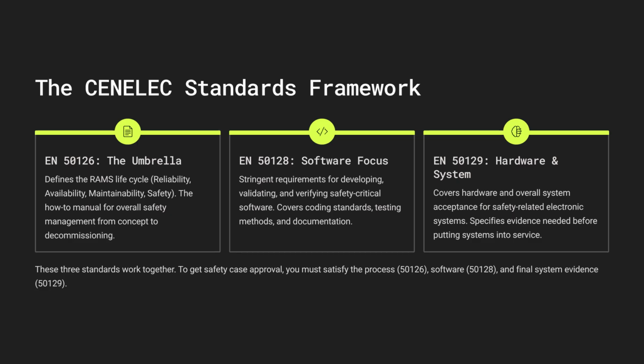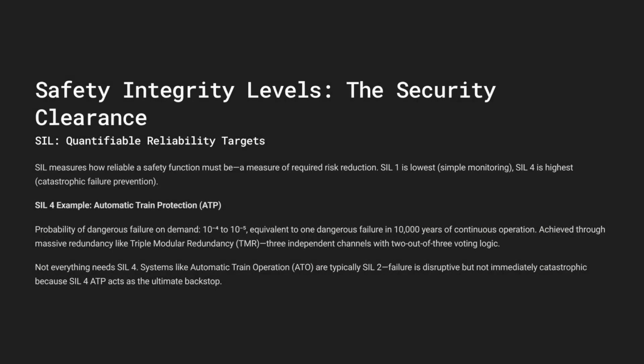So to get a safety case approved, you really need to satisfy all three. The process, 50126, the software, 50128, and the final system evidence, 50129. That's generally the framework, yes. They work together. And woven through all these standards is this concept of the safety integrity level, SIL. You called it the system's security clearance earlier. It's a good analogy. SIL is the quantifiable target for how reliable a specific safety function needs to be. It's a measure of risk reduction.